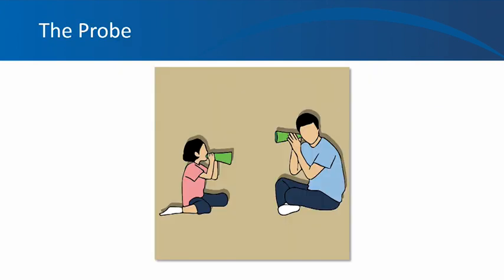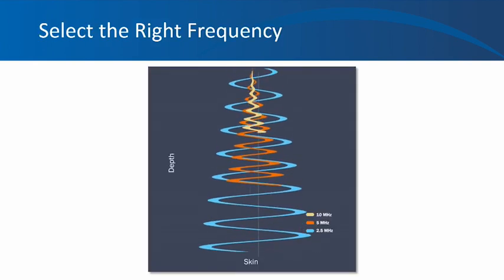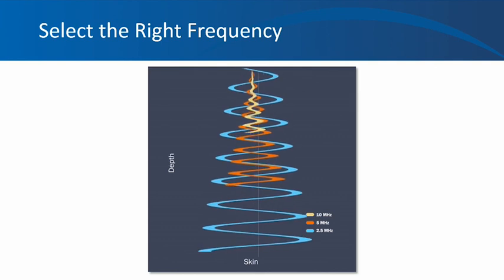Probe or the transducer is the part with which the machine talks and listens, which means it generates ultrasound signals and receives back the echoes. Probes have different frequencies. How do you select the right probe for your examination?